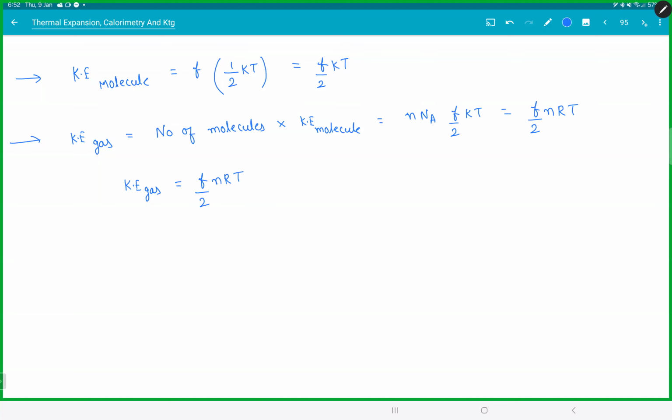Be careful. If you're talking only about one molecule, n won't matter. If you're talking about the gas, the number of moles will matter. And the total energy or the internal energy of the gas, just now I showed, is equal to the kinetic energy of the gas. Internal energy is kinetic energy plus potential energy. This term is 0. So the energy of a gas is the same as the kinetic energy of the gas, F by 2 nRT. There, these are the three important ones.